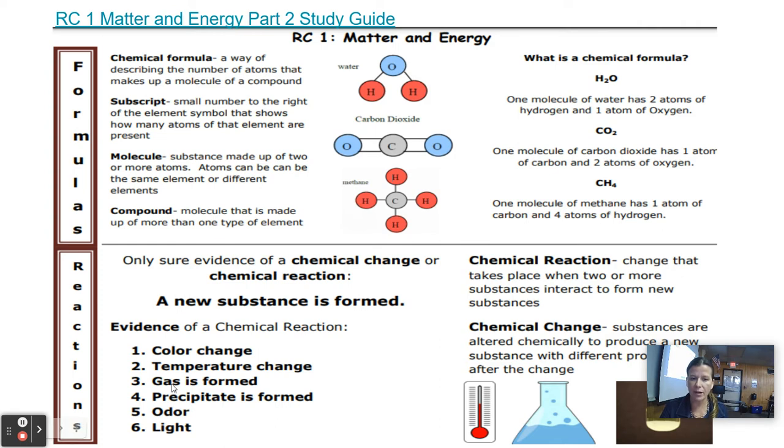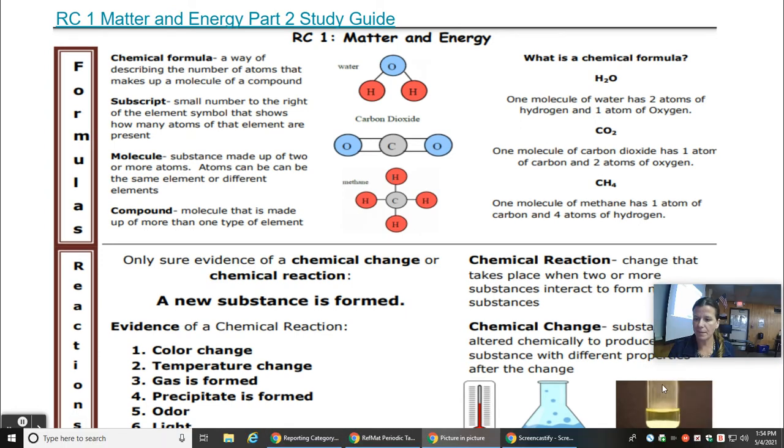So in order for a gas to be produced, you would see bubbles, fizzing, or foaming as an indication of a gas producing. A precipitate is when a solid forms and falls to the bottom of a test tube or a beaker. Odor is when you smell something completely different from what you had. And then light would be another evidence that a new substance, a chemical reaction or change has occurred.